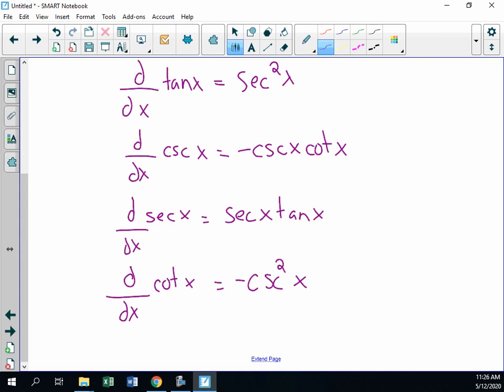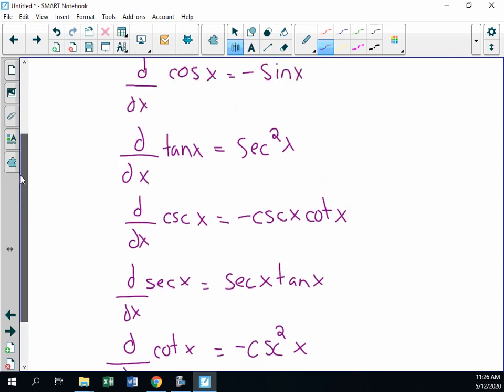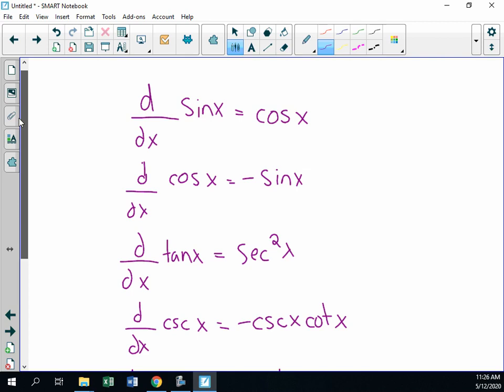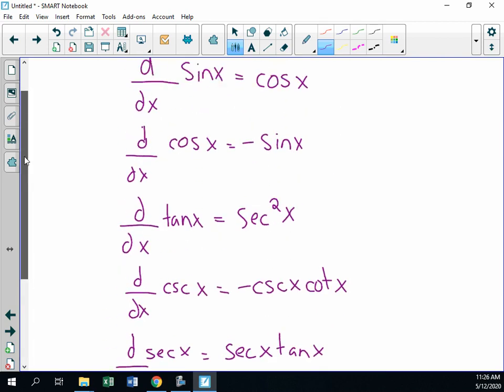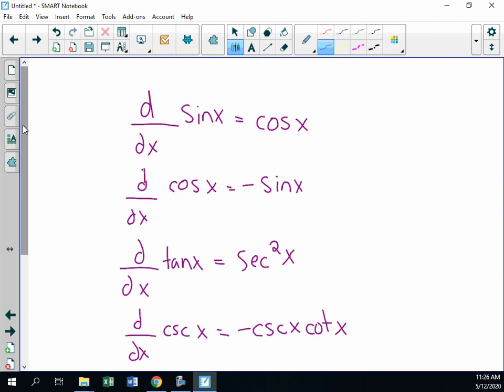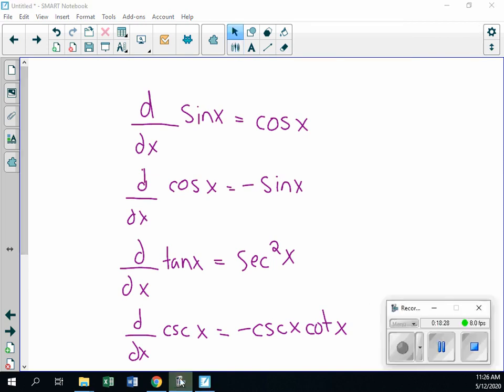So those are all of your trig derivatives that you need to know, and you have to just have them memorized. So in calculus, you will have those all memorized. I like to make cue cards, as I've told you before, to help you know all of those ones. Okay, so hopefully that was a little bit more clear.